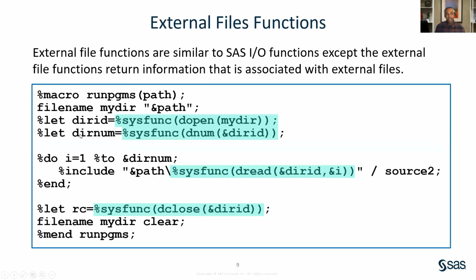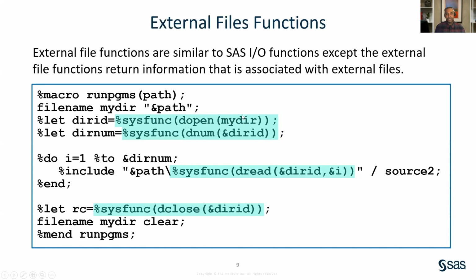So in this particular macro program, I supplied a path. And then I use a filename statement. If you haven't seen it before, you can set up a file reference to that location, to that path. Next, %let the directory ID. Just like I open up a data set, I also have to open the directory. So whatever path you assign here will be substituted here.